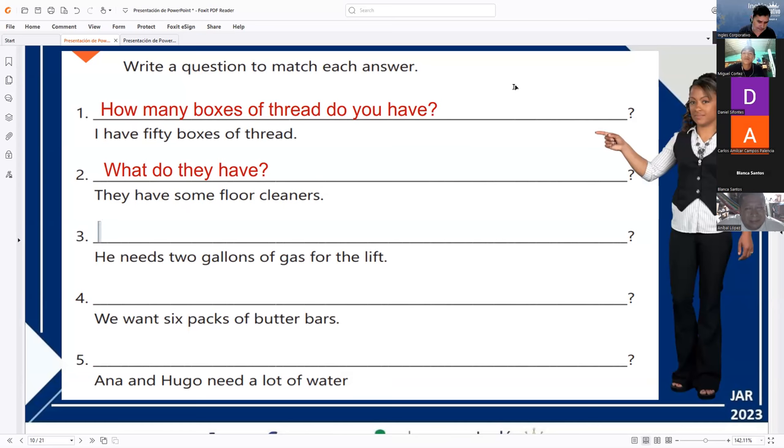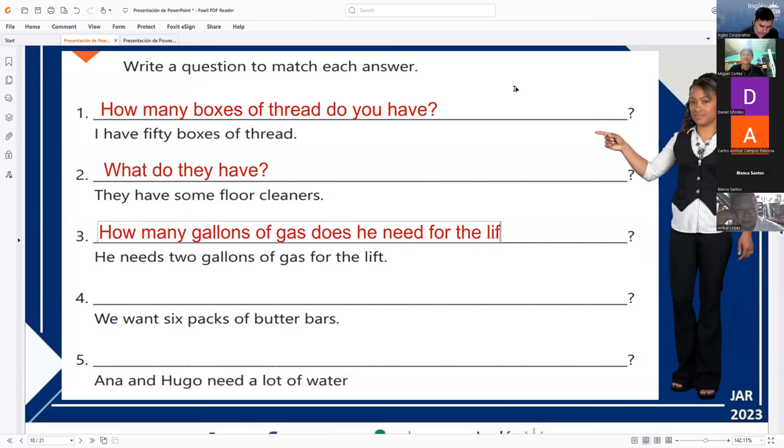How many gallons? How many gallons of gas do you need? Does he need? For the lift. How many gallons of gas does he need for the lift? Okay, excellent. How many gallons of gas does he need for the lift? What about number four?